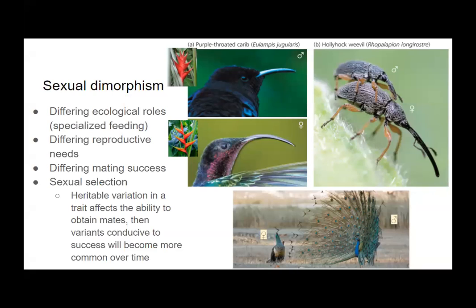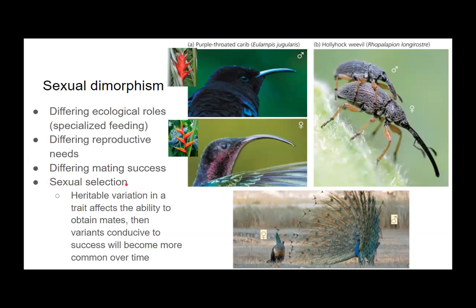Oftentimes we see these sexually dimorphic traits, and often it leads to differing ecological roles, like these specialized feeding. It could be due to differing reproductive needs, like with the weevil, or in the case of the peacock, it might be due to differing mating success. So males with longer tail feathers get to mate more often than those without these very long tail feathers.